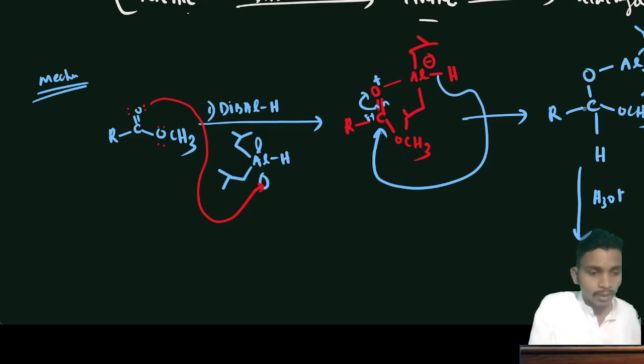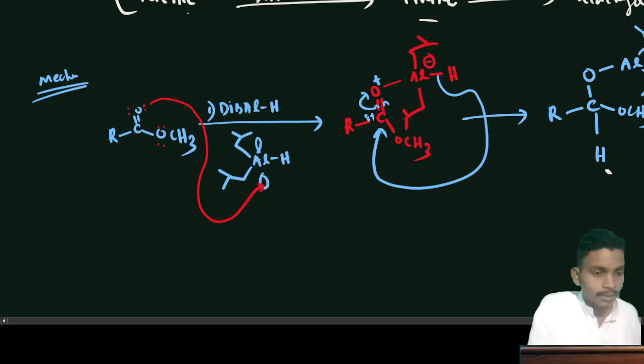One more thing: see here that after it goes here, this OCH3 becomes a good leaving group. So it will be removed here because OCH3 is a good leaving group. Now if we do the hydrolysis, this bond will break and this will come here, and since this is a good leaving group, it will become RCOH.